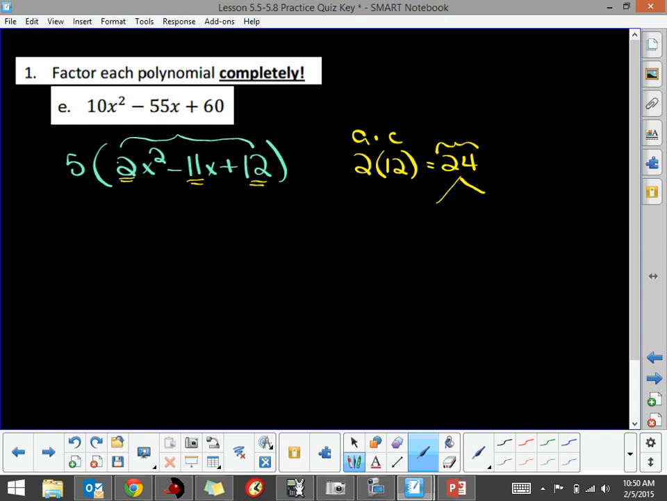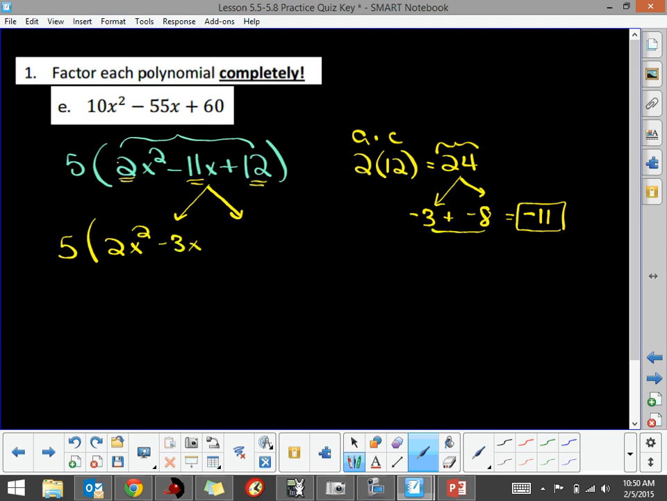So the numbers that come to my mind: if I take a negative 3 times a negative 8, we end up getting a positive 24 like we have here. But if we were to add these, we get our negative 11. So that's kind of where we did our side note thinking. What we want to be able to do then is convert that negative 11 into the two numbers that we have on the board. So 2x squared, we're going to convert this negative 11x into the two factors that we said we're going to use, which will be a minus 3x and a minus 8x, then plus 12.